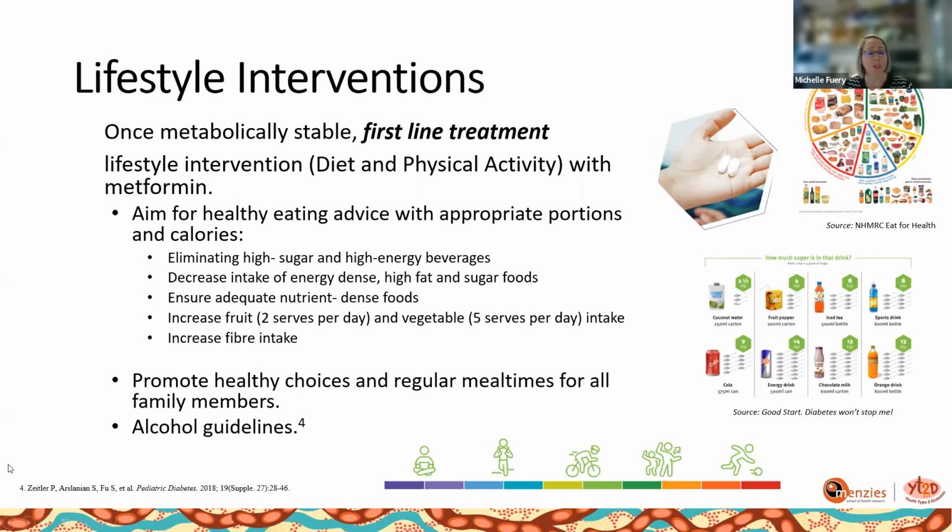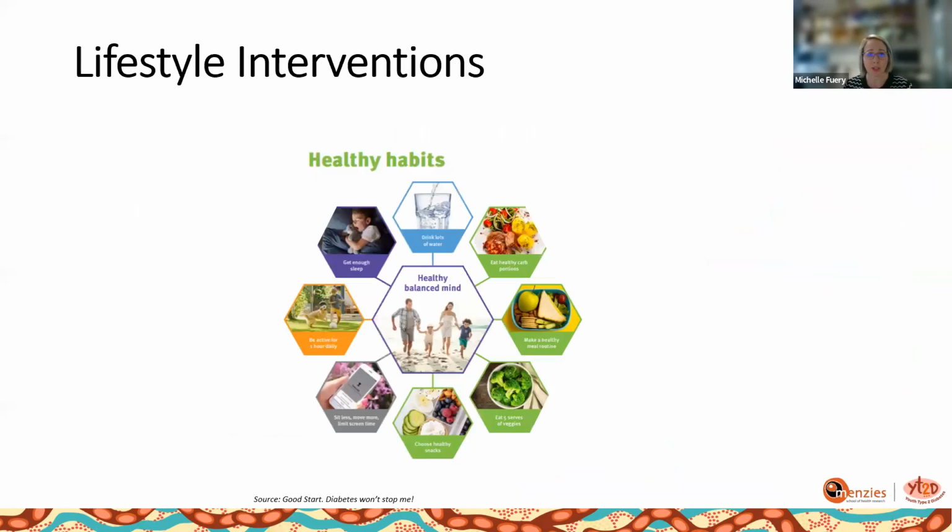So in terms of lifestyle interventions, once metabolically stable, the first line treatment in youth onset type 2 is diet and physical activity with metformin. And the benefits of weight management interventions: there is strong evidence supporting the benefits secondary to weight management, which are motivating tools to encourage positive lifestyle changes, such as reduced risk of hypertension, dyslipidemia, cardiovascular disease, type 2 diabetes, obstructive sleep apnea, reduced risk of depressive symptoms, anxiety and bullying, secondary to improved quality of life, self-esteem and self-confidence.